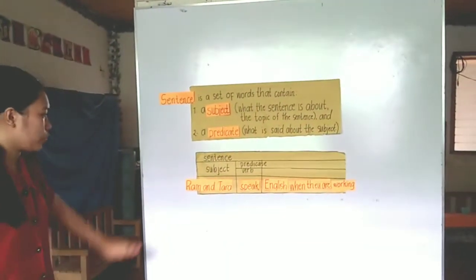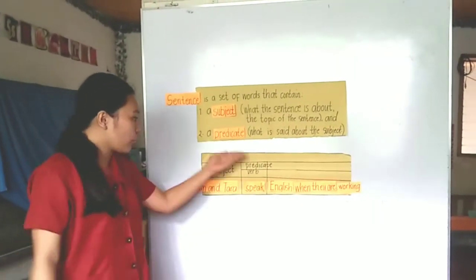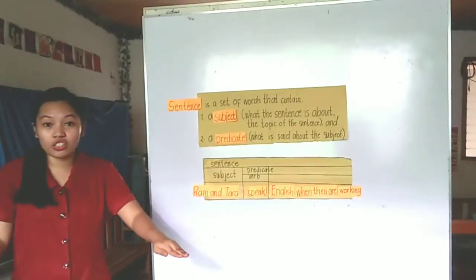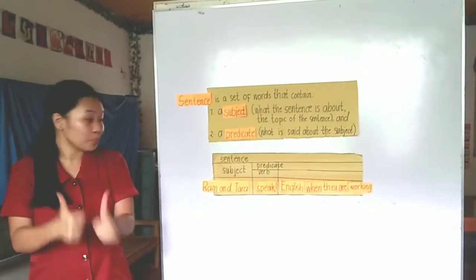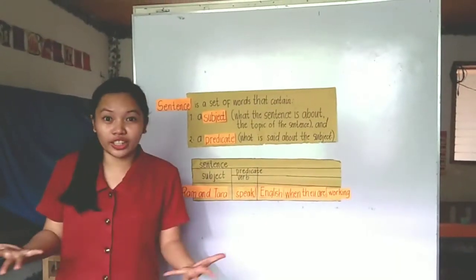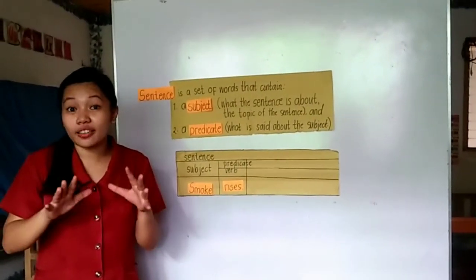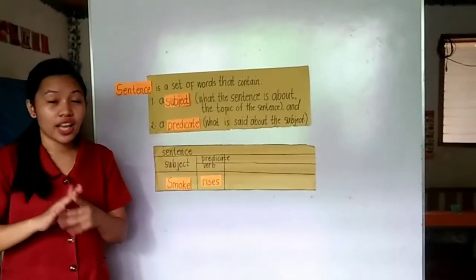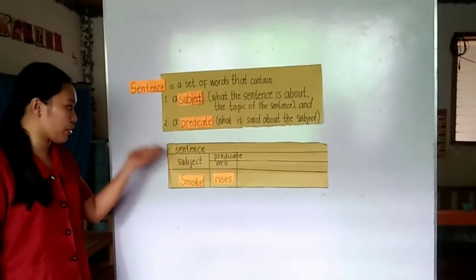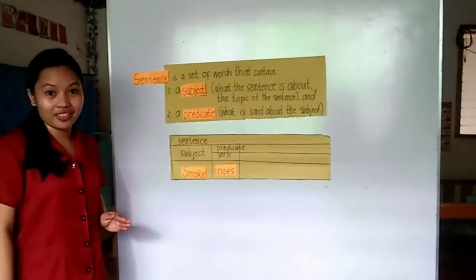Okay, look at this example. The subject here is Ram and Tara. Okay, Ram and Tara is the subject. And the verb is speak. Speak English when they are working. It's so long, so it is a complete idea. Okay? So, Ram and Tara speak English when they are working. So, it is a complete thought. Note, a predicate always contains a verb. Sometimes, in fact, it only contains one verb. So, take for example this. Subject is smoke and the verb is rises. Okay? Smoke rises.